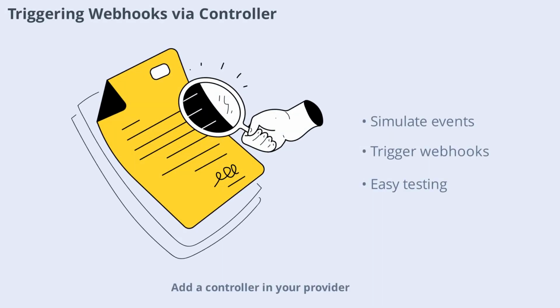Add a controller in your provider application to simulate events that trigger webhooks. For example, you might have endpoints like trigger create event and trigger delete event that call the webhook service with different event types. This setup makes it easy to test and demonstrate your webhook integration.